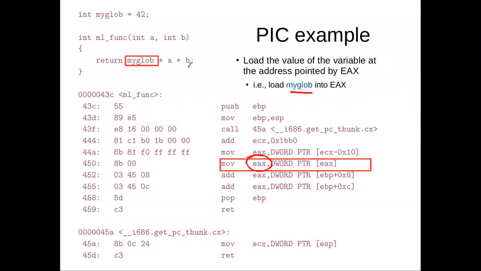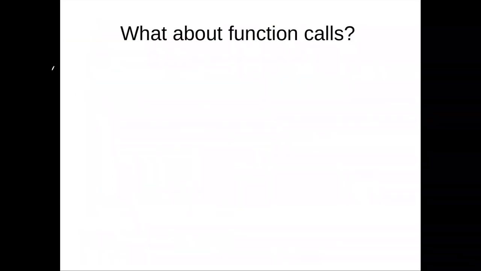Our A and B are arguments to the function, so they are on the stack, available relative to EBP according to our calling convention. So we first add A, then add B to the EAX, and then exit the function. Remember, EAX contains the return value, so it will be returned from this function. Agree? So that was interesting, right? So clear. What about function calls?